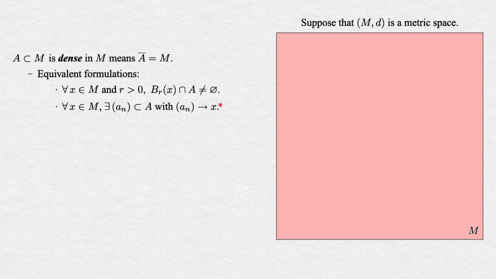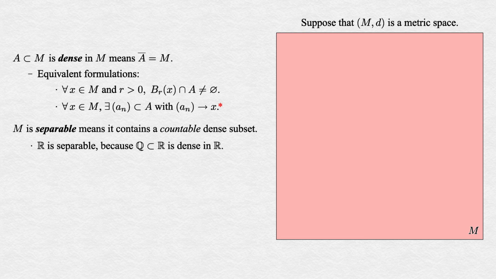That's not so interesting. What is interesting is when we can have a relatively small, maybe even countable, set that's dense in a metric space. When this happens, we call the metric space separable. M is separable simply means that it has some countable dense subset. We've already seen that the real line is separable because the rationals are a countable dense subset. The irrationals are also dense, but not countable.